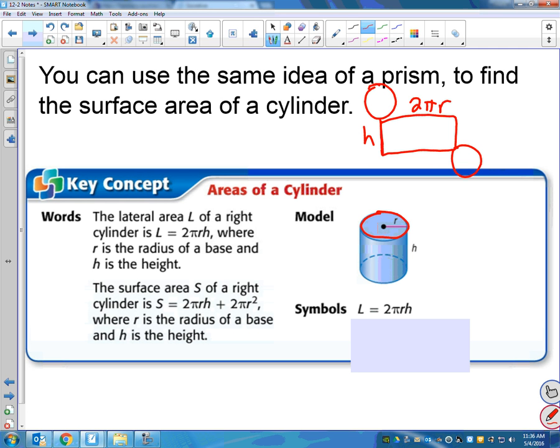And then just like a prism, to find the surface area, you just have to add in twice the area of the base. But what's great about a cylinder is the base is always a circle, so you don't have to think about the area of the base, because the area of the base is always pi r squared. So they write it the same way, lateral area plus 2B. I think you should just write this one, because a cylinder always has a circle base. So it's always going to be 2 pi r h plus 2 pi r squared, because there's 2 circles.